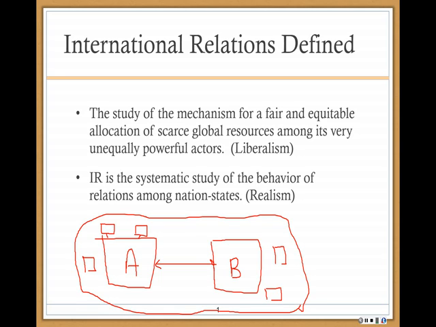For liberals, there are other actors, not just nation states. There are multinational corporations. There are IGOs, that is, intergovernmental organizations like the UN. There are NGOs that are important, like Amnesty International. There are individuals that might be important, Osama bin Laden, for example. There are terrorist groups that are important. So there are lots of different actors for the liberal perspective. For realists, the most important actors are states. All right, so that's a very brief introduction.